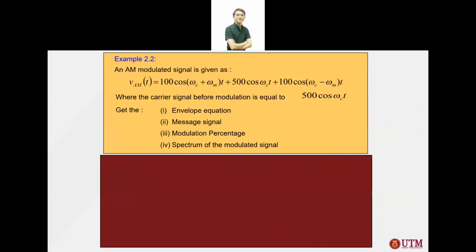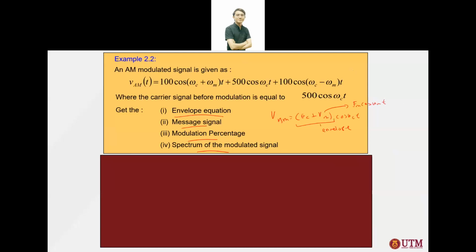The next is an AM modulated signal. What is the envelope equation? What is the message signal? What is the modulation percentage? What is the spectrum? So the envelope equation is VAM equals EC plus VM cos omega c t, where VM is actually EM cos omega m t. So overall this is the envelope equation.